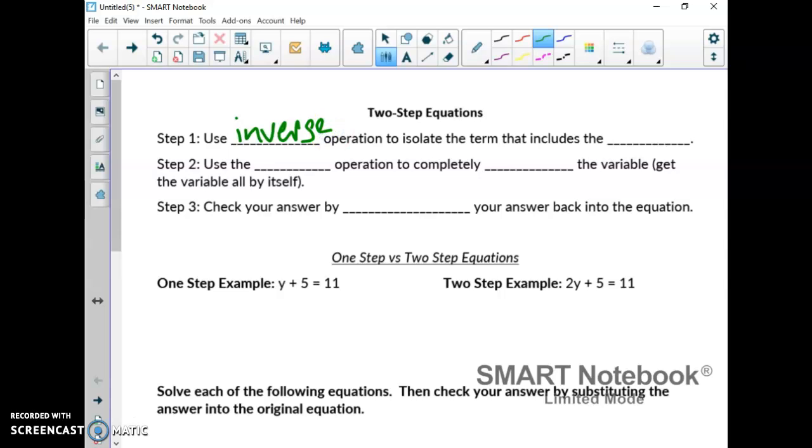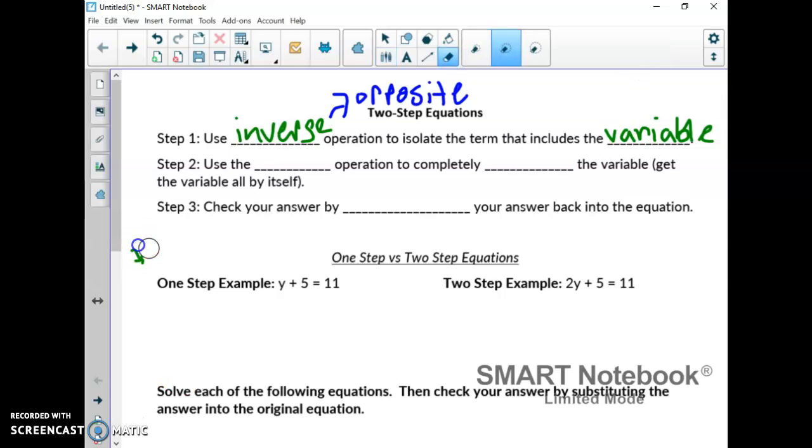You'll want to use your inverse operation. And now remember, inverse is just a really fancy way of saying opposite. So we're going to use the inverse operation to isolate the term that includes our variable. And you'll see the difference if you look right down here, between a one-step example and a two-step example, and hopefully you'll see what I mean by isolate the term that includes the variable.